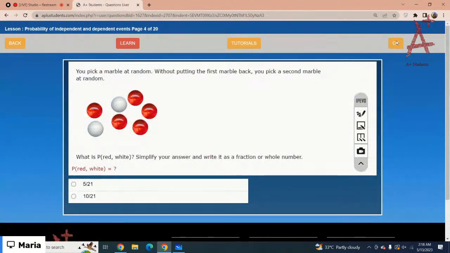Okay, the next one: you pick a marble at random without putting the first marble back.